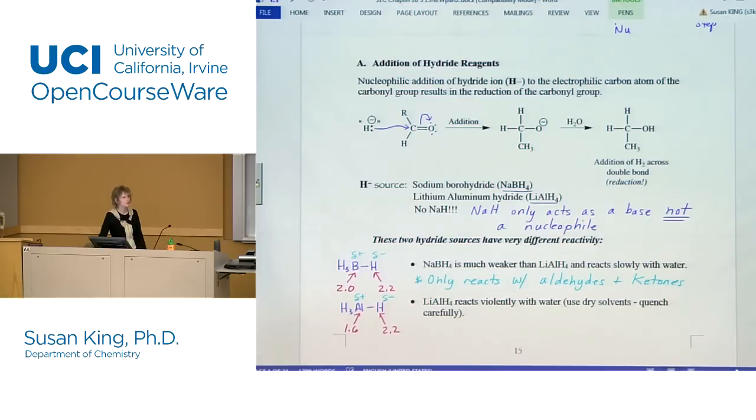Lithium aluminum hydride, as you can see from the polarization of that bond, is a much stronger reagent. It reacts violently with water. You have to use dry solvents and dry glassware, so you pre-bake your glassware or you flame dry it. You use dry solvents and you quench very carefully. The quench is addition of water after the reaction is done. So that's what we mean by quench: addition of water after the reaction is done.